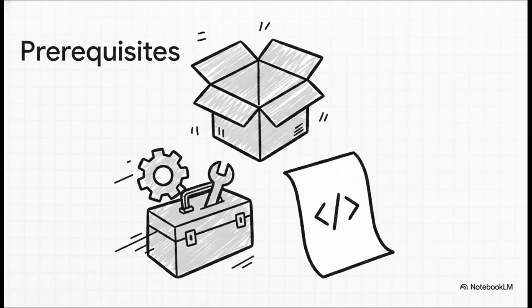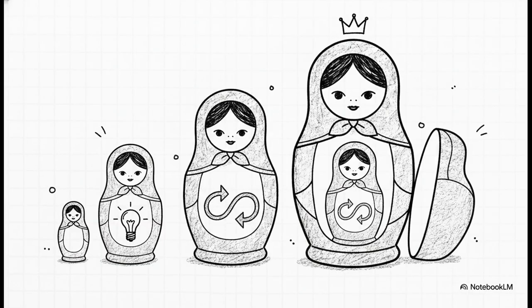Second, we install the Google SDK or the Agent Development Kit, which is going to handle all the heavy lifting of the underlying architecture. And finally, you simply create an agent file in your IDE. Before we write the logic, I really want you to picture the structure.